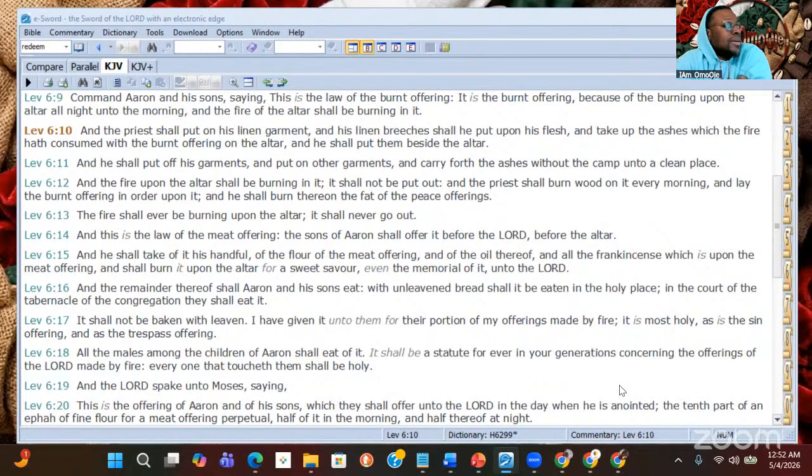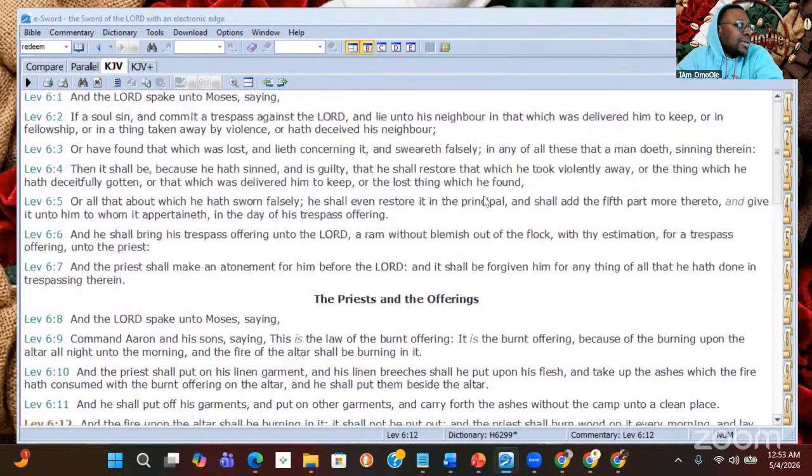And he shall put off his garments, and put on other garments, and carry forth the ashes without the camp unto a clean place. And the fire upon the altar shall be burning in it. It shall not be put out. And the priest shall burn wood on it every morning, and lay the burnt offering in order upon it. And he shall burn thereon the fat of the peace offerings.